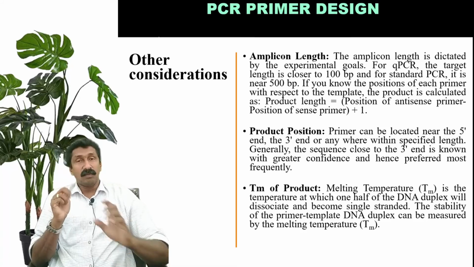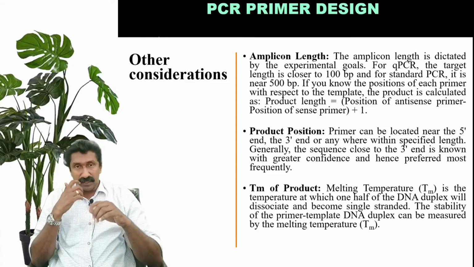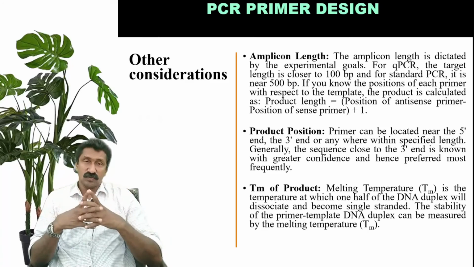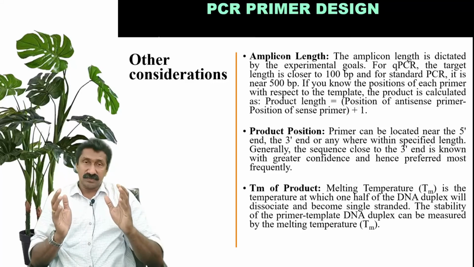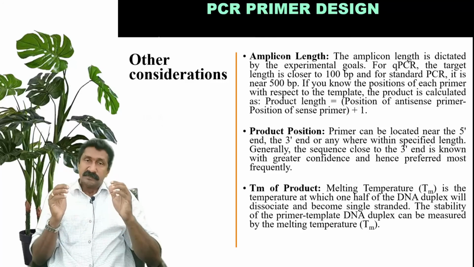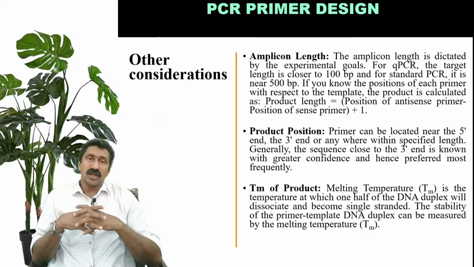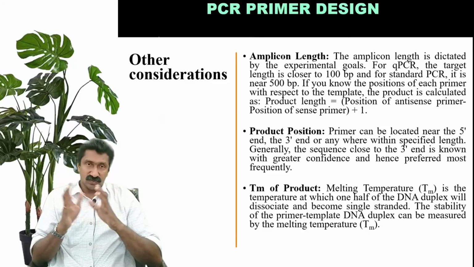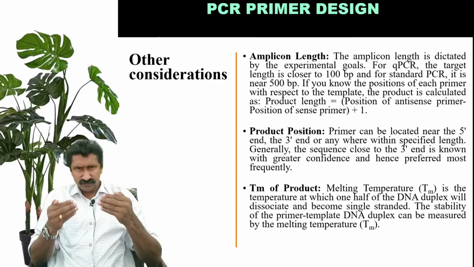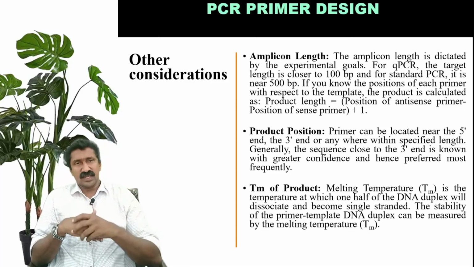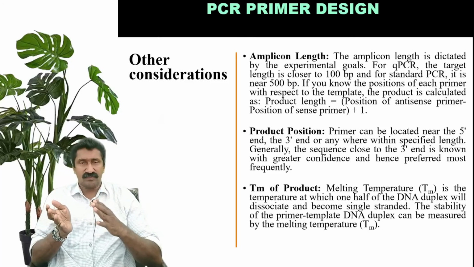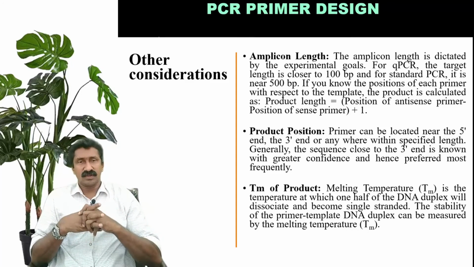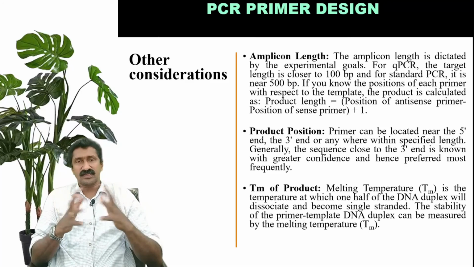Other considerations are amplicon length. Amplicon length is the length of the DNA product that is formed by PCR amplification, and it is dictated by the experimental goals. For example, for quantitative PCR, the target length is closer to 100 base pairs, and for standard PCR, it is near 500 base pairs, typically 500 to 700 base pairs. That is the normal range for the PCR product of a standard PCR.